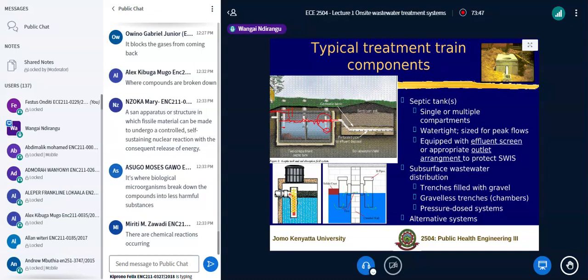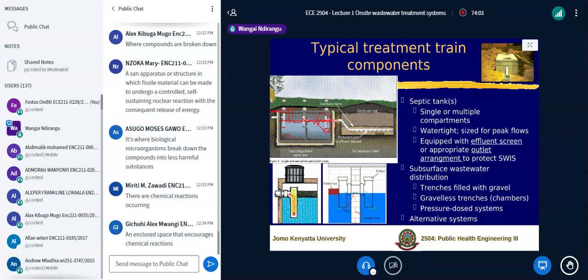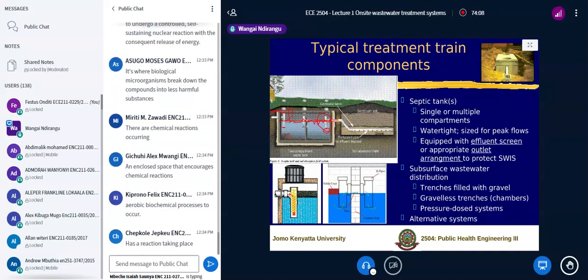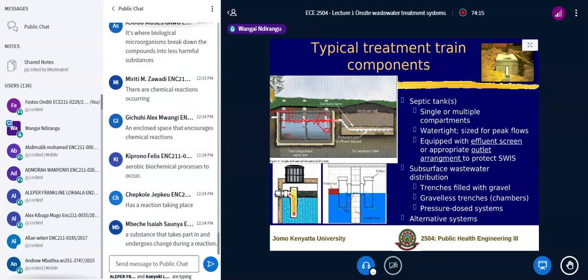Good. So someone says it's an apparatus or structure in which fissile material can be made to undergo a controlled self-nuclear reaction. Zoka, Mary: it is where microorganisms break down the compound into less harmful ones. They are where chemical reactions occur. It's a closed space that encourages chemical reaction. Aerobic biochemical processes occur. All wonderful things. But I want to pick a few things. Please don't stop, you can go on. I just put yours as well. Don't worry, but I want to point out a few things that I'm seeing.